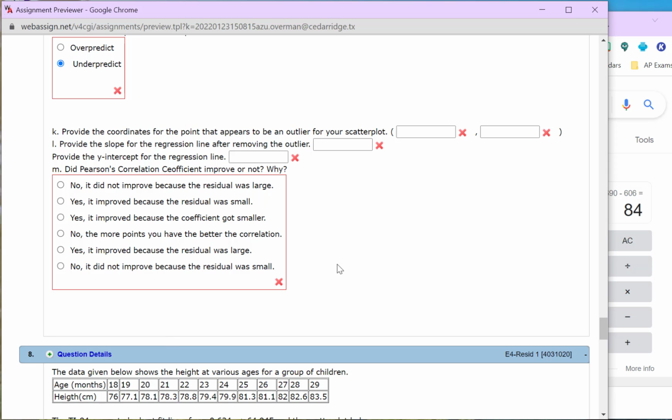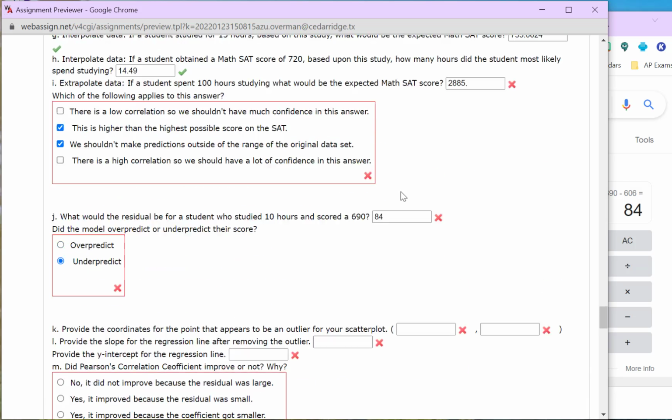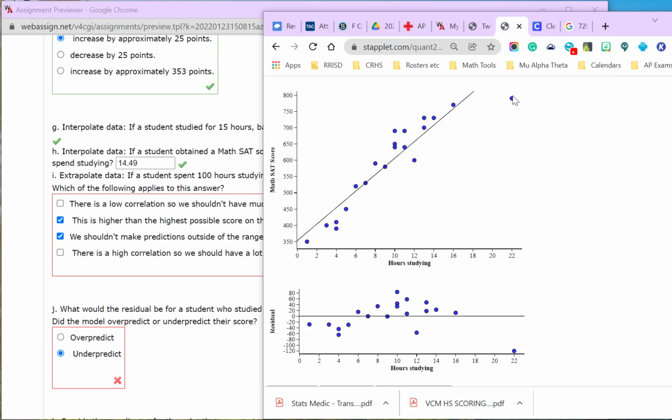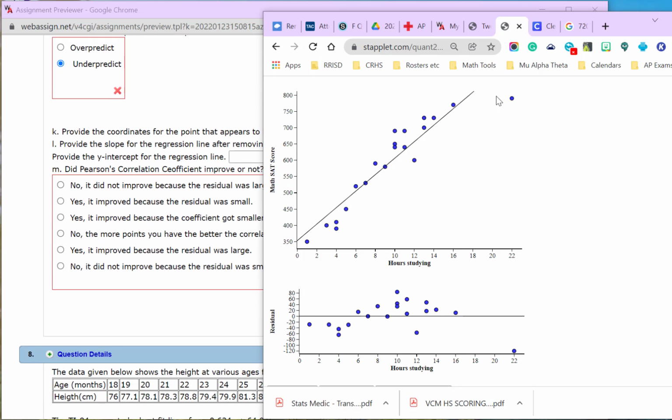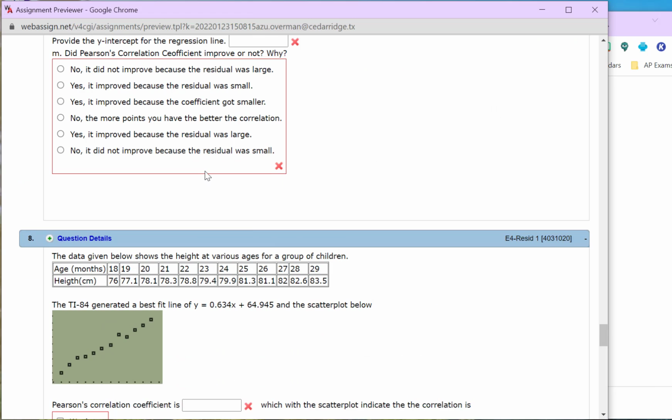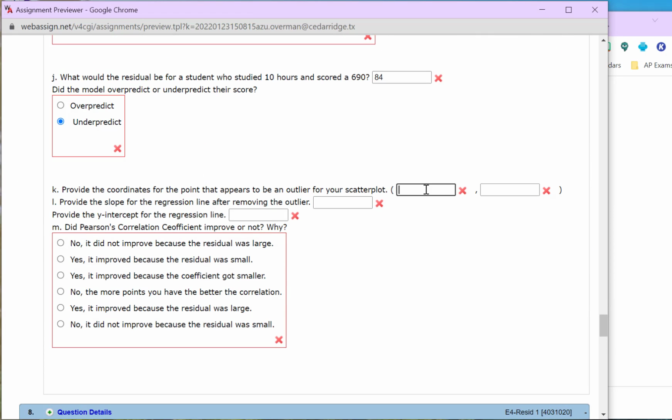Provide the coordinates for the point that appears to be an outlier in your scatter plot. So what we can do is just go to our Statlet. Yeah, that one looks like it. 22 and 790 appears to be an outlier, right? See how low that residual is next to everybody else. 22, 790. So they spent 22 hours, but they didn't go much higher.